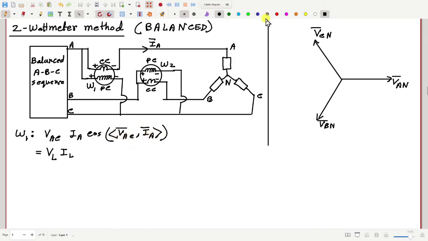Okay, suppose these loads are all equal to Z angle theta, and Z angle theta. So line current IA will be here, where this angle is theta. Similarly, IB will be here, this angle is theta, and IC is here. So currents also form a balanced system.